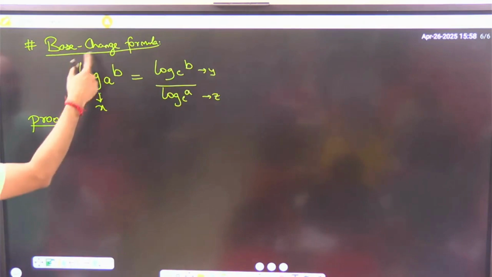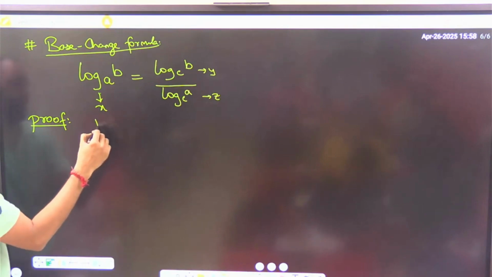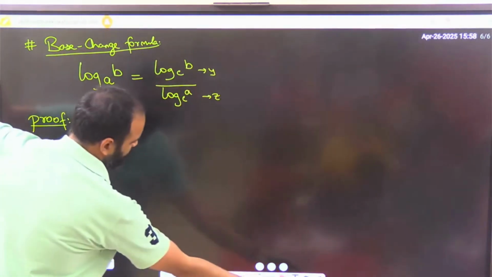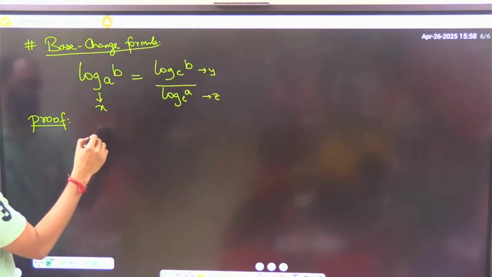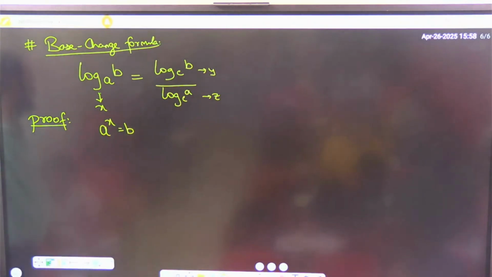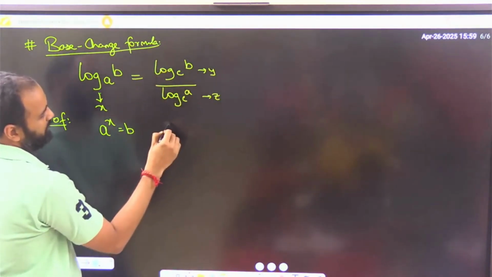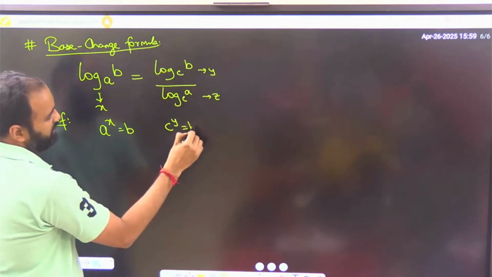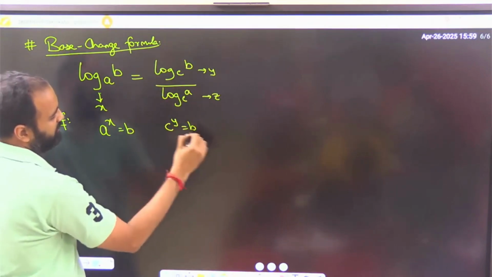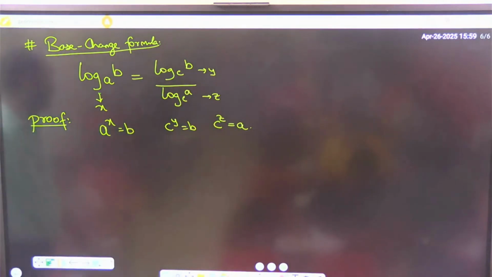So, what is the exponential version of this? This would imply a to the power x is equal to b. What is the exponential version of this? c to the power y is equal to b, and this c to the power z is equal to a.